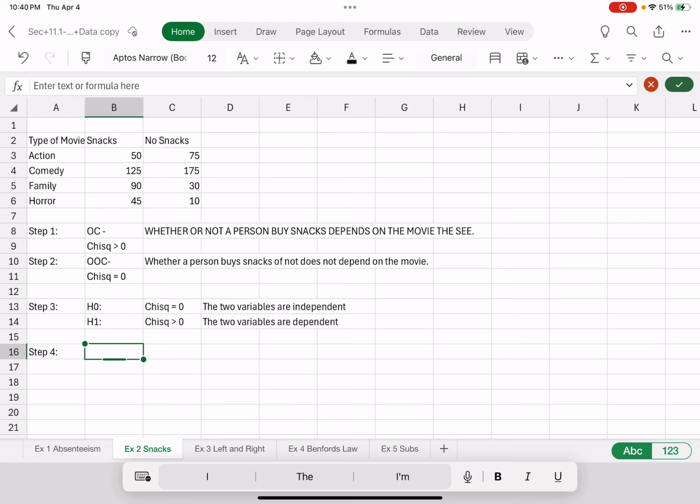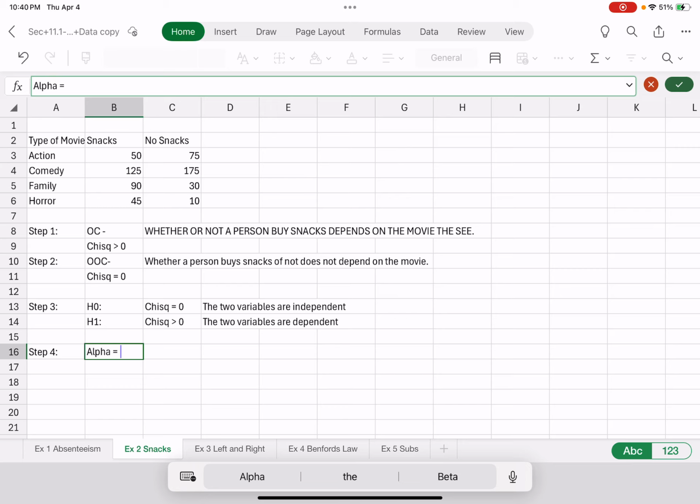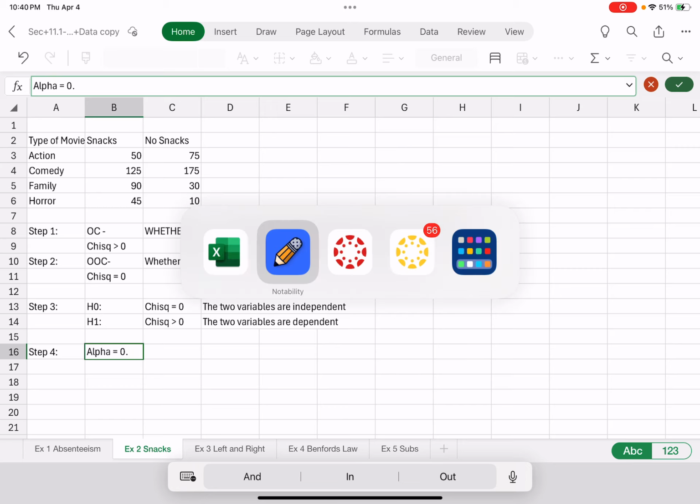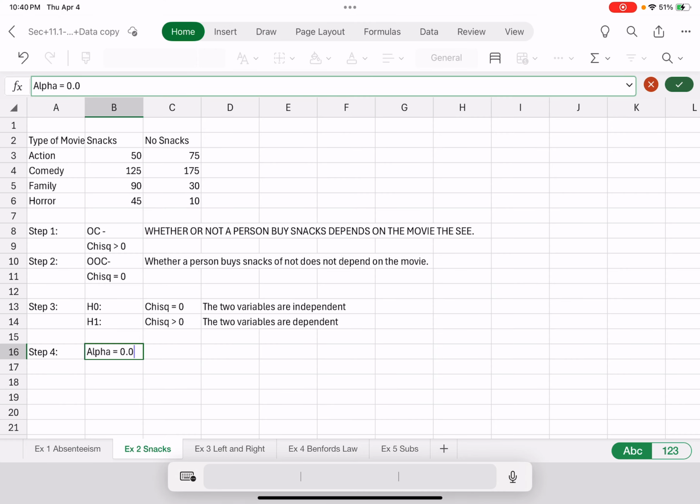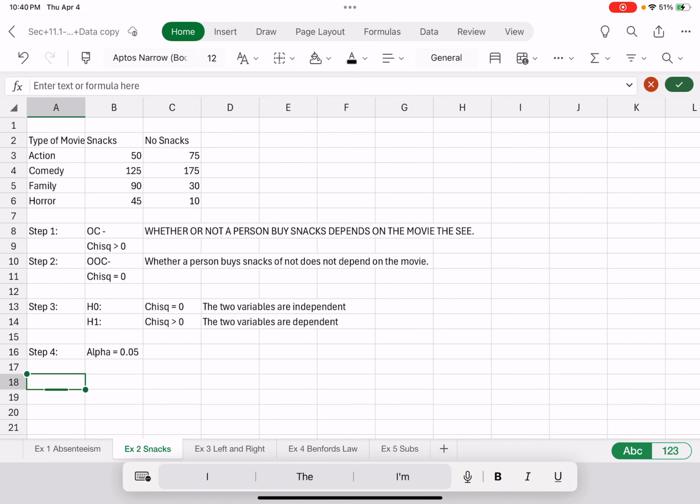Okay, so step 4. What's step 4? Step 4 is alpha. Alpha equals 0. Oh no, does it? I don't think it said. Did it? Did it say? No, it didn't say. 0.05 again. 0.05. Okay, great.